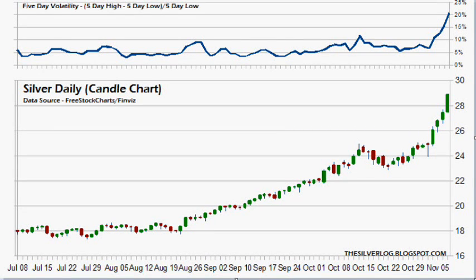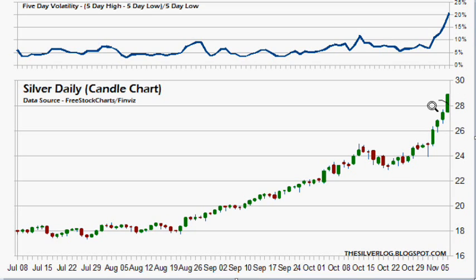Hello, it is the 9th of September 2010. Right now, silver is trading at about 28.69. It has just retraced a little bit since I made this chart. It is 10:50 a.m. Eastern Time, and silver is already up around 4% for today.